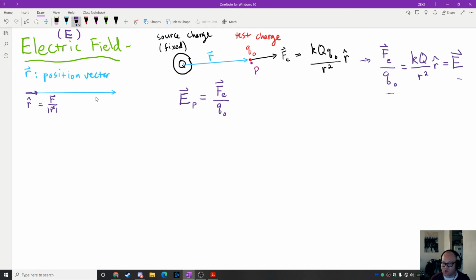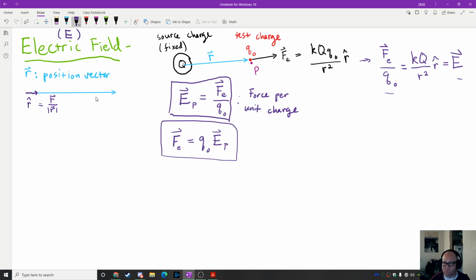It can be written another way. We can actually now define what force is in terms of the field. The electric force is no longer given by Coulomb's law. It's instead given by taking the source charge multiplied by the size of that electric field at that location. That's our force definition, and that's our electric field definition. Okay?